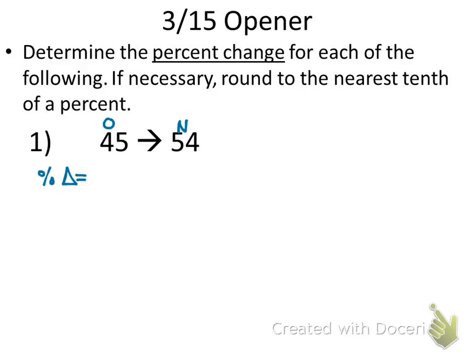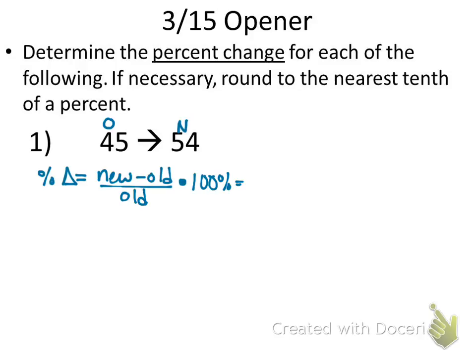New and old. There you go. New subtracted by old, over old, and then that little dot, times 100%. So that's the formula you're going to use. You don't have to write that down on your opener. I'm just writing that down as a refresher.